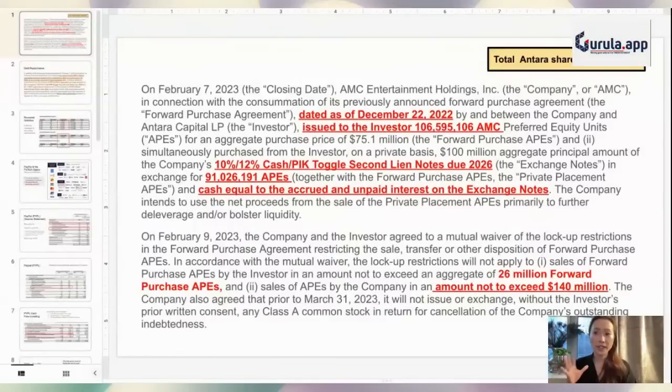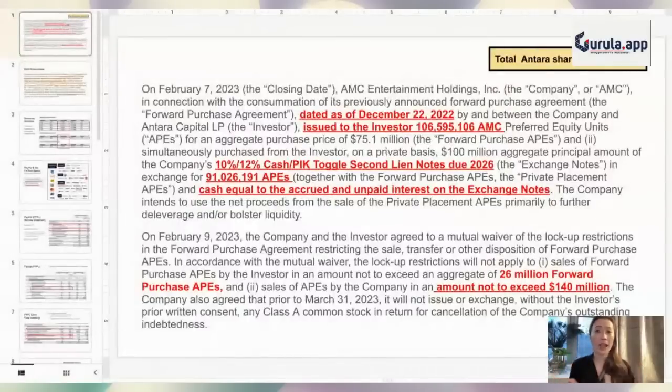Okay, so the first thing that I highlighted is the same as the second press release that came out. This is what they issued: 106,595 AMC preferred equity units. Remember that the preferred equity units trade up to the preferred stock, and then that converts to AMC shares. I noticed that some people didn't realize there are actually three instruments, so when they go to do the math, they get really confused. Fair enough. It's one of the more confusing structures.